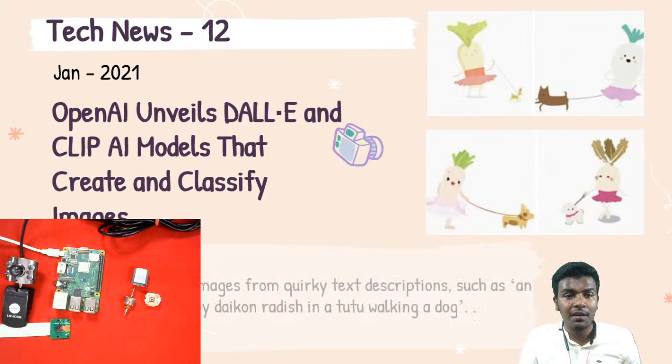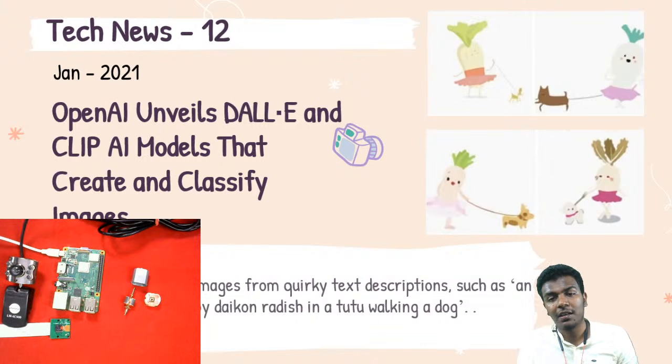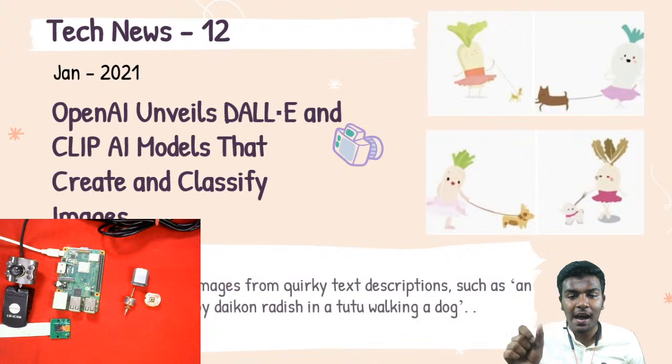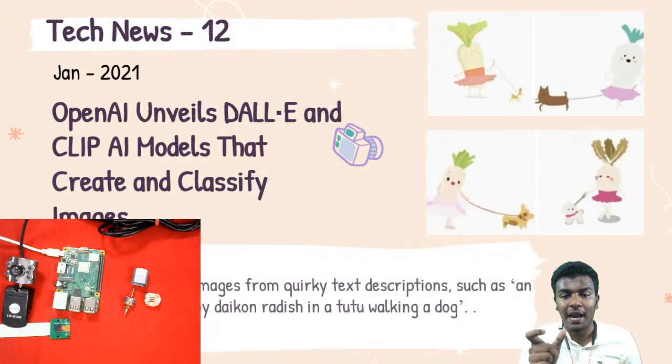So this artificial intelligence program that the OpenAI company launched is DALL-E. DALL-E can quickly create images from text descriptions, such as here there is an illustration of a baby daikon radish in a tutu walking a dog. Okay, this is a funny sentence, right? From the sentence, the artificial intelligence program is able to create these kinds of animation pictures. Okay, it's really great, right?